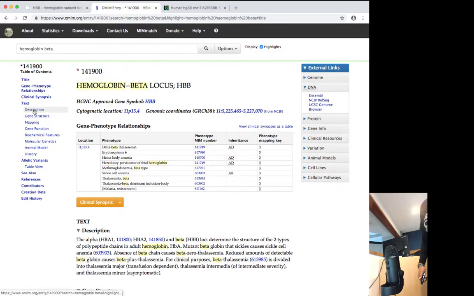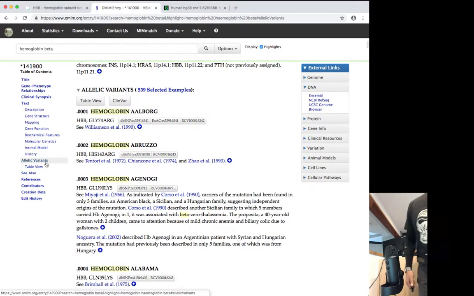Let's go to this section of the text that is the allelic variants. Okay, so I click on allelic variants and it moved me in the OMIM to these variations of hemoglobin. Here, for example, the Alborg has a mutation of a glycine for an arginine. Who can tell me, using whatever information you have in hand, how different is glycine from arginine?